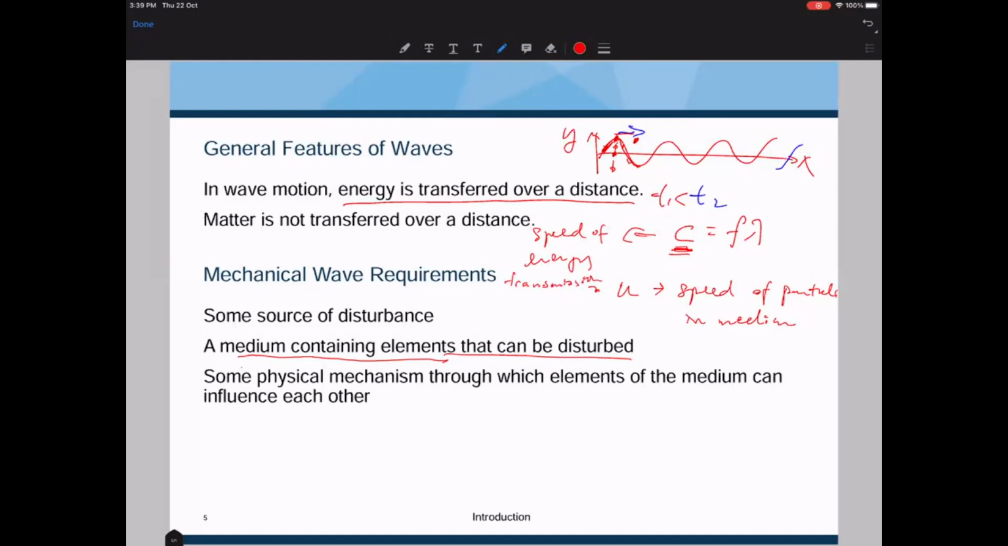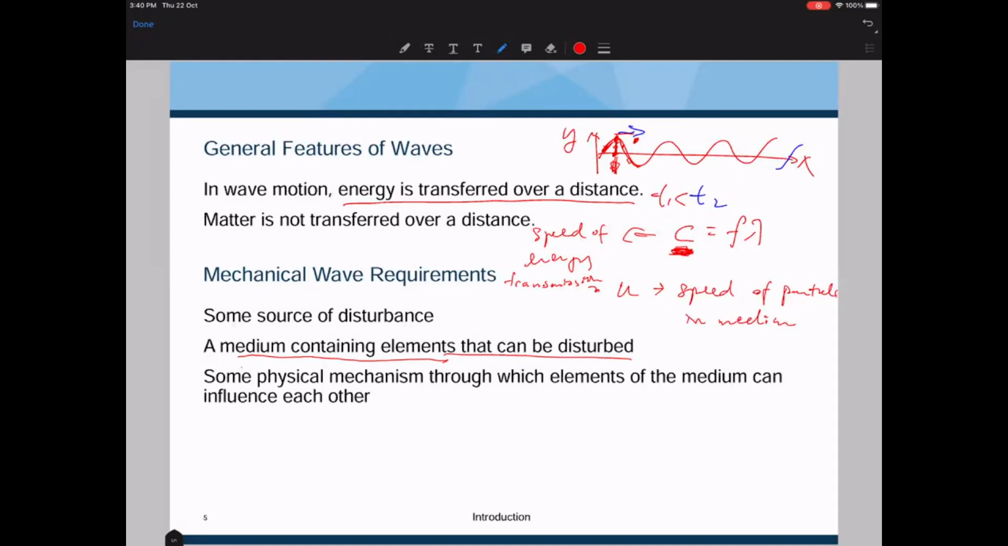The particles, for example in a string, could be oscillating up and down. So sometimes they are traveling with a positive velocity in the y direction, sometimes with a negative velocity in the y direction. On the other hand, the speed of the wave along the string is a constant value. C is a constant value.